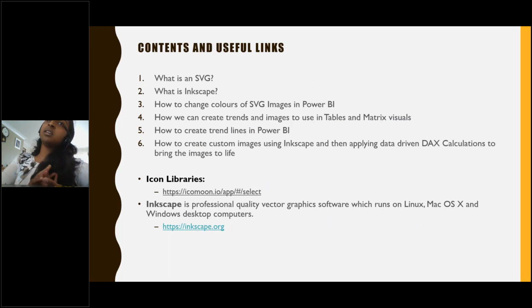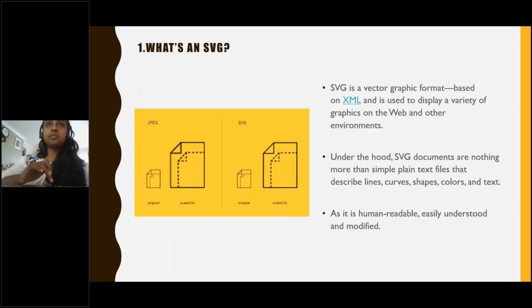What we'll be covering today is what is an SVG, what is Inkscape, that will become clearer, how to change colors of SVG images in Power BI, how to create trends in images to use in tables and matrix visuals, how to create trend lines in Power BI, and how to create custom images using Inkscape, and then applying those DAX calculations. So I've called out 2 links here. The first one is icon libraries, where we can actually find SVG images. I promise I will explain what they actually are shortly, and Inkscape. So that's a useful link when we come on to talk about that shortly.